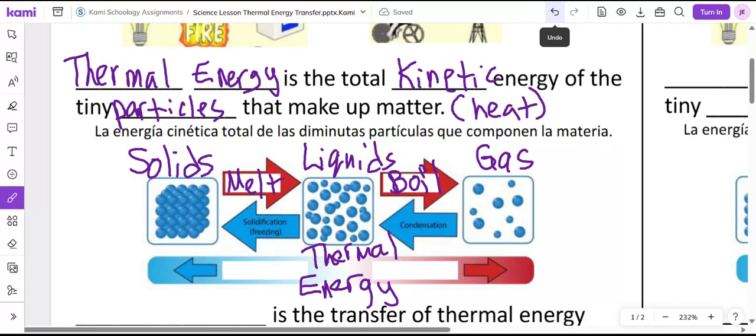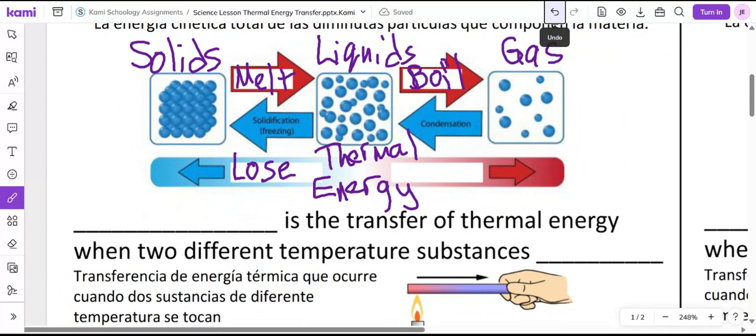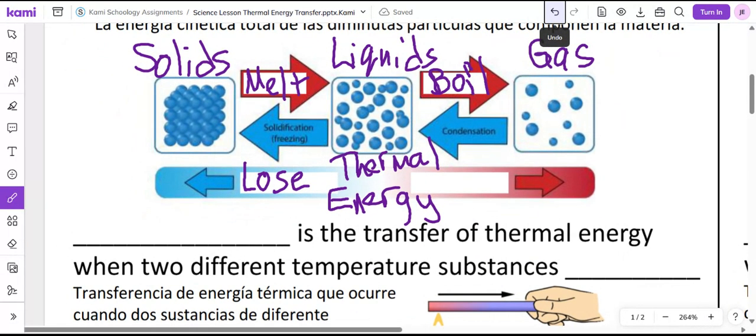Now, if you're going from liquids to solid, you're going to lose the thermal energy, less thermal energy, and then the particles are getting closer together, and you're losing the kinetic and the thermal energy. And then absolutely, when the particles start moving more and more, you are gaining kinetic and thermal energy. So the transfer between solids, liquids, and gases, gases back to liquids to solids.